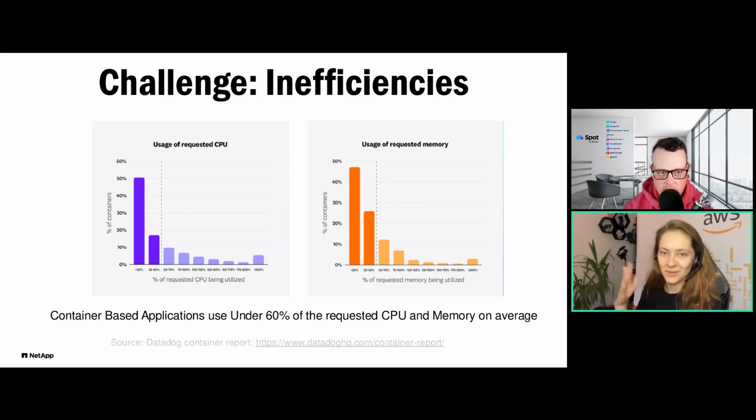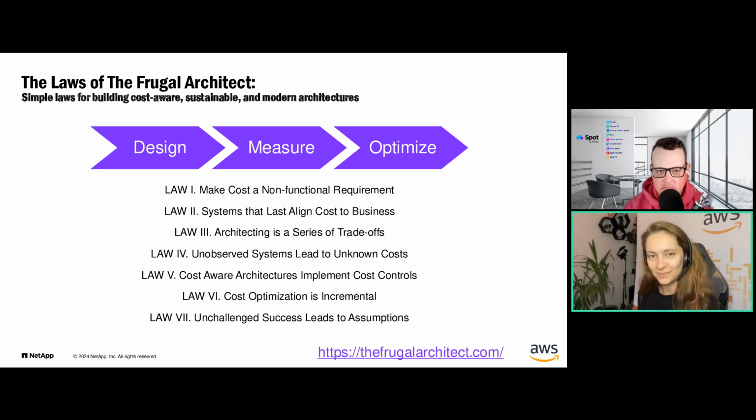We can, of course, talk about another angle like sustainability, but I think today we look at it from the FinOps and cost perspective. Yeah. Oh, yeah. Thanks for that.